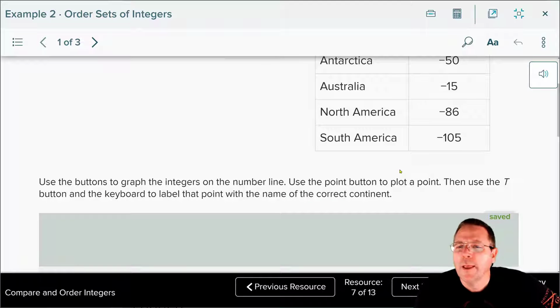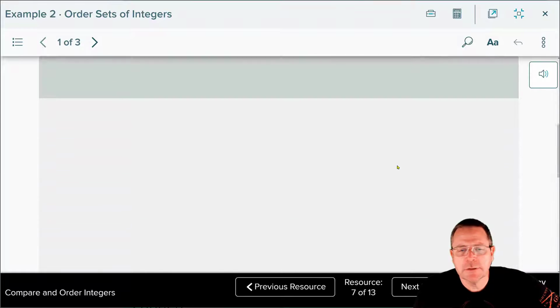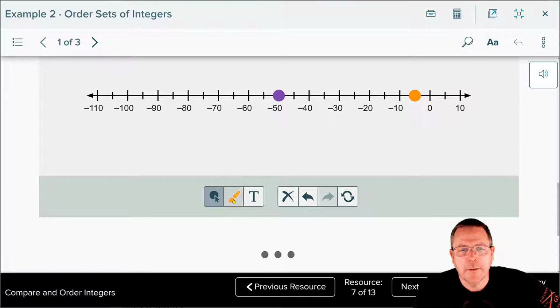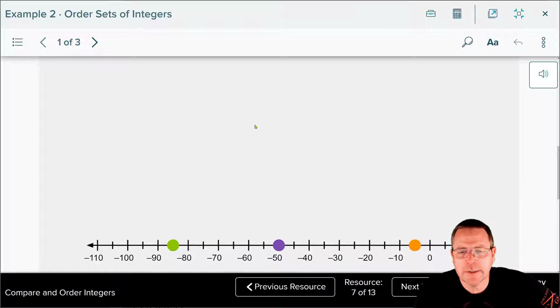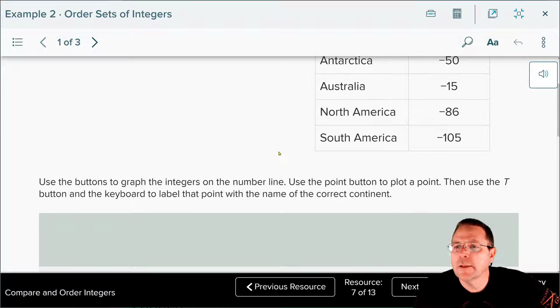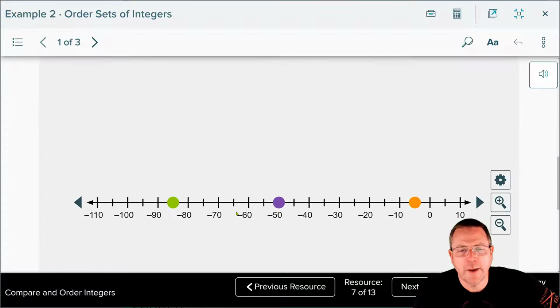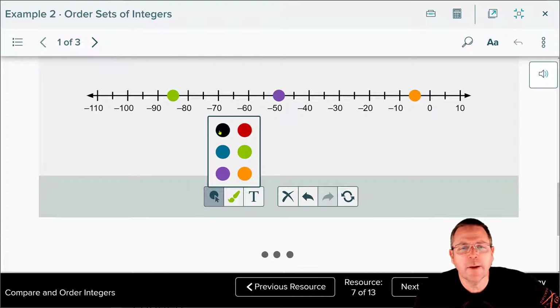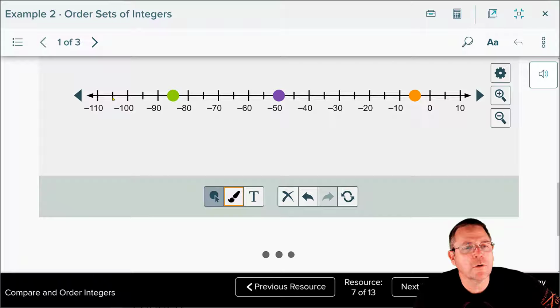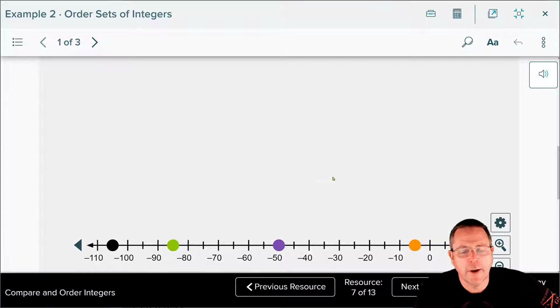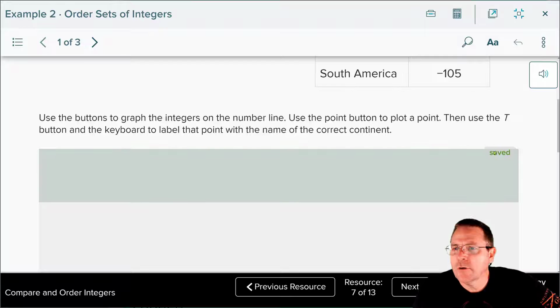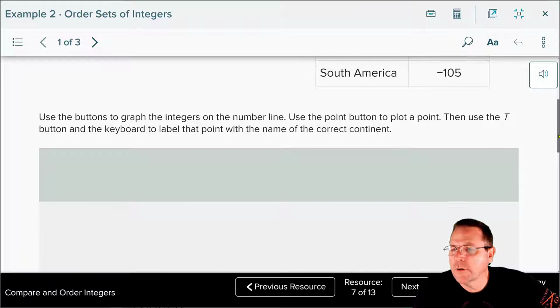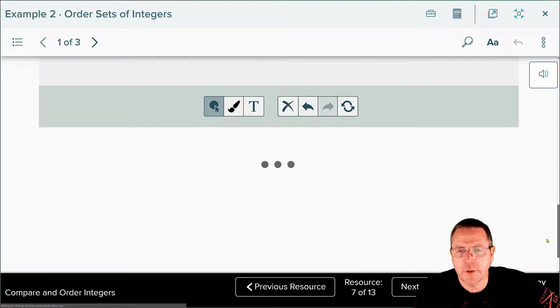Or that may be an orange color for y'all. North America is going to be negative 86. So we're going to take and change the color to green for North America. That's going to be negative 85. We'll say about right there, negative 86. And then finally, a negative 105 for South America. So let's make that one another color. Let's go into darkness here. Negative 105 for South America. Check our graph. I think the check button is hiding here someplace.